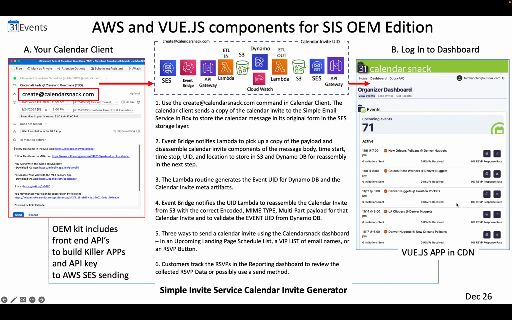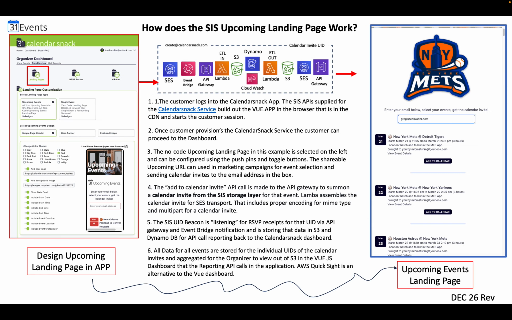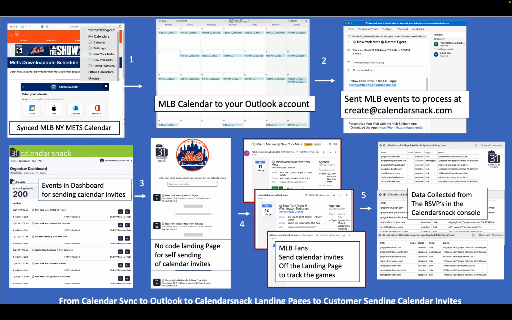How it works in AWS, I'm not going to get into it. You can review this stuff. Our tech stack is built on AWS and a Vue front end. So the back end is AWS, and the front end is Vue.js. I have a 1 through 6 on how the simple invite service calendar invite generator works, and I encourage you to take a peek. I also have a very detailed explanation of how this all works in the upcoming landing page with regards to AWS and the Vue front end.